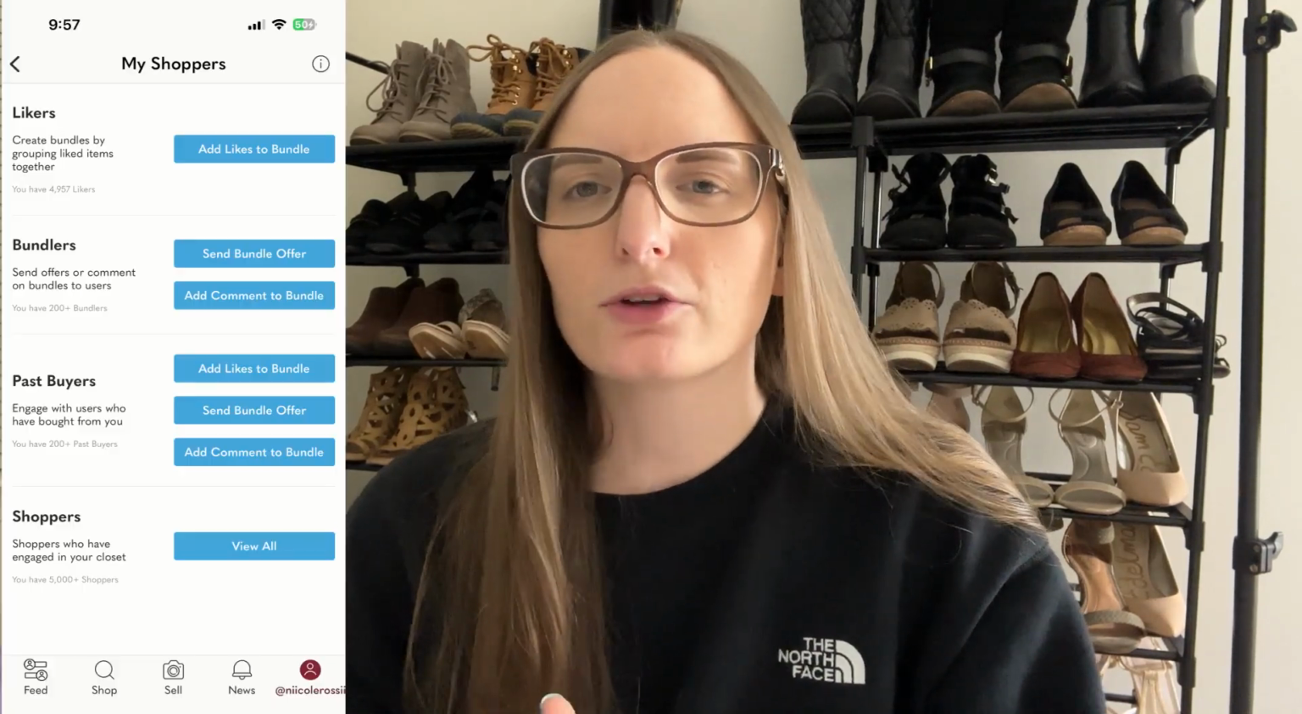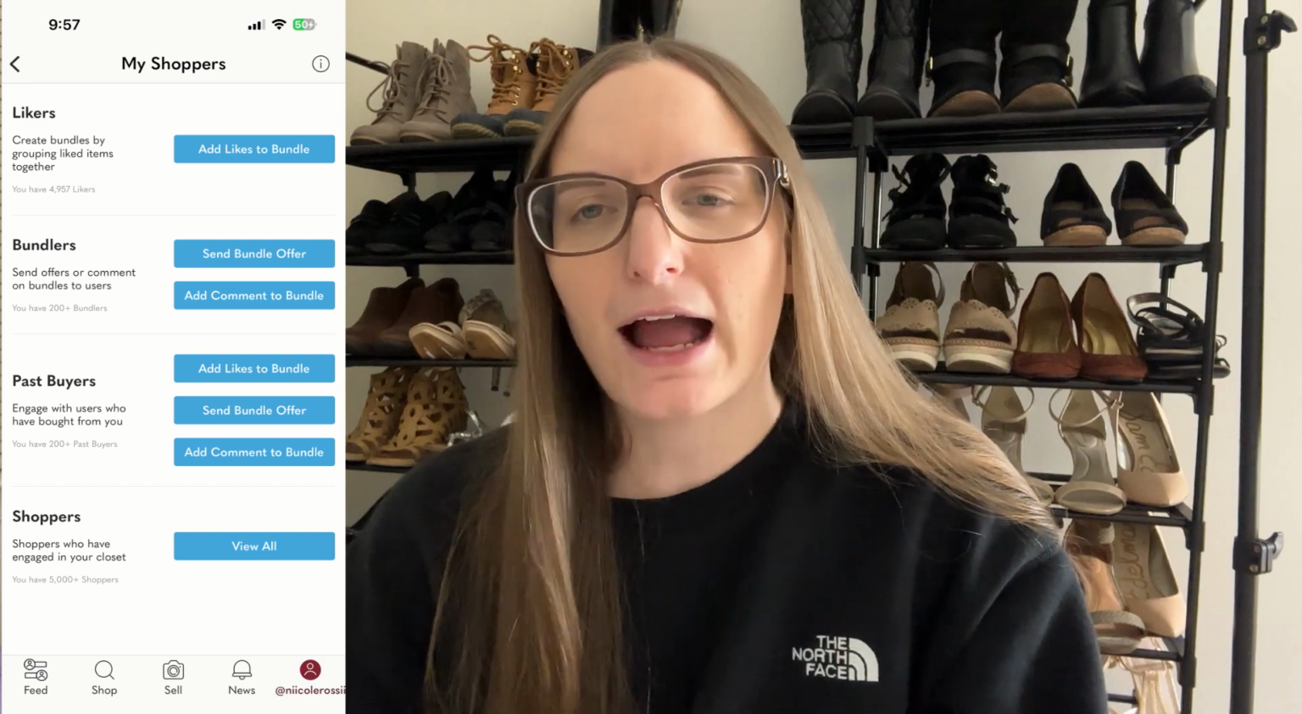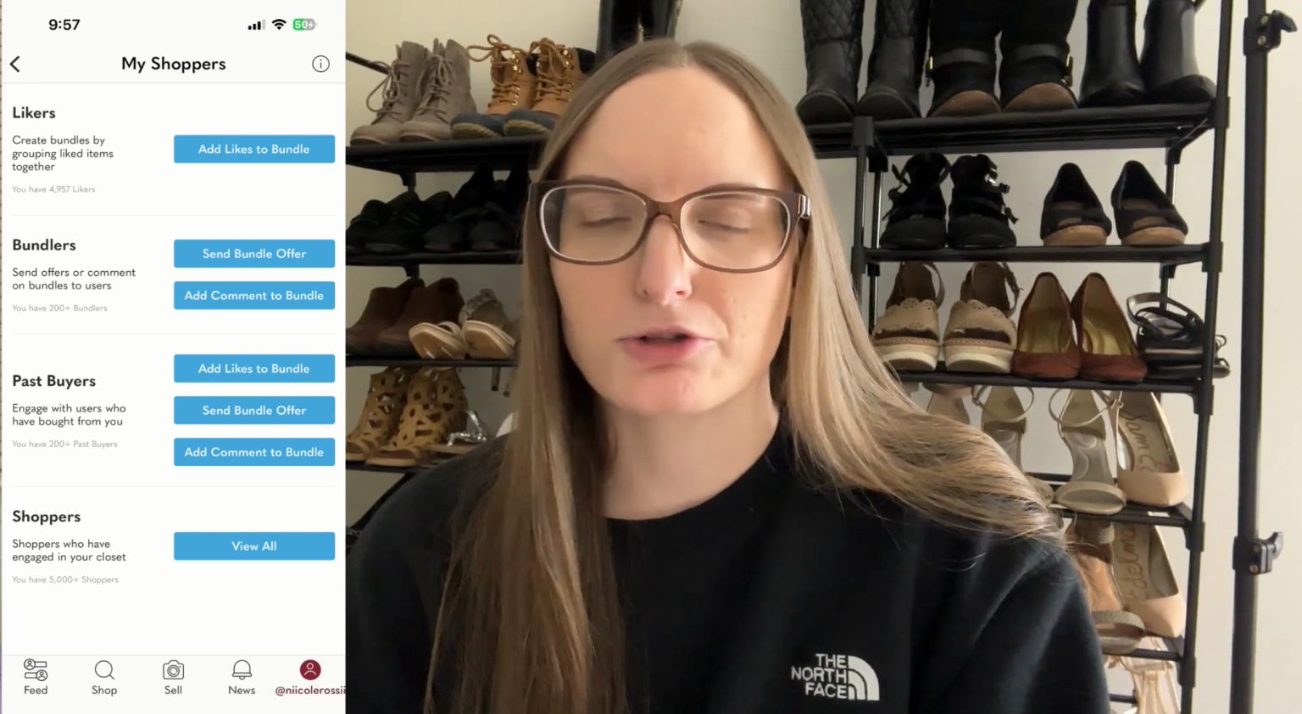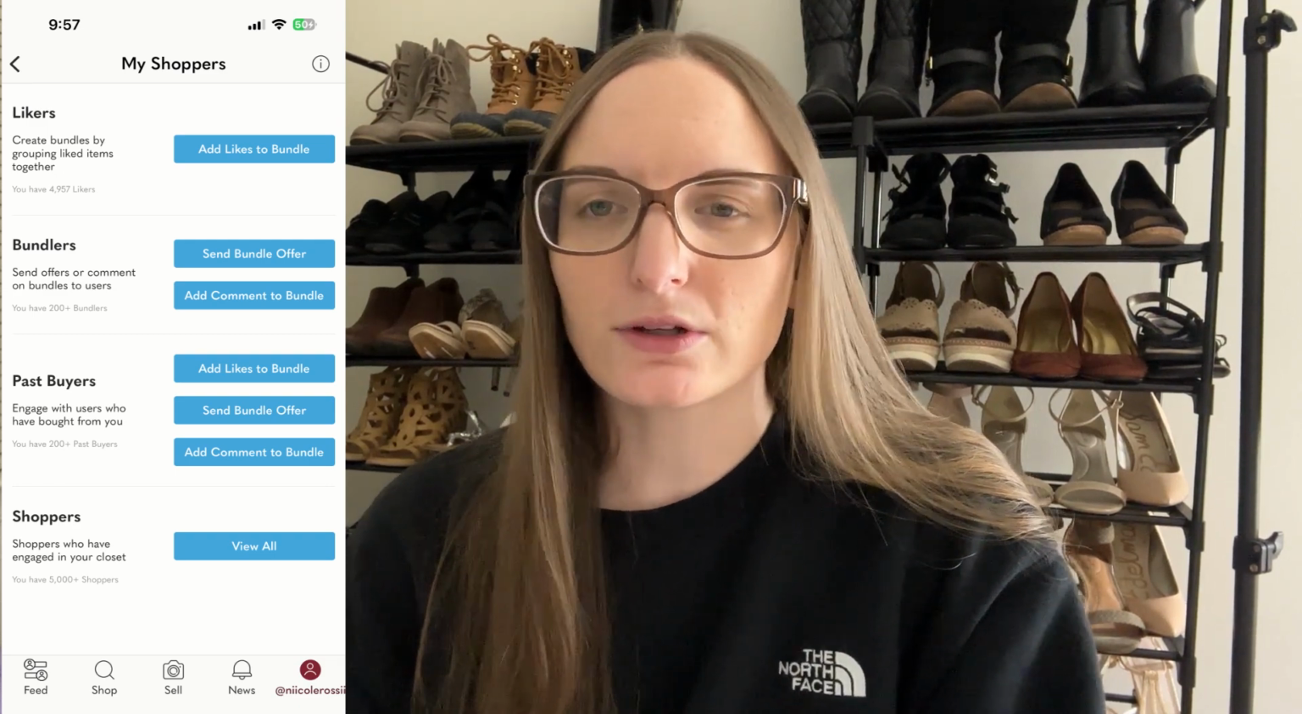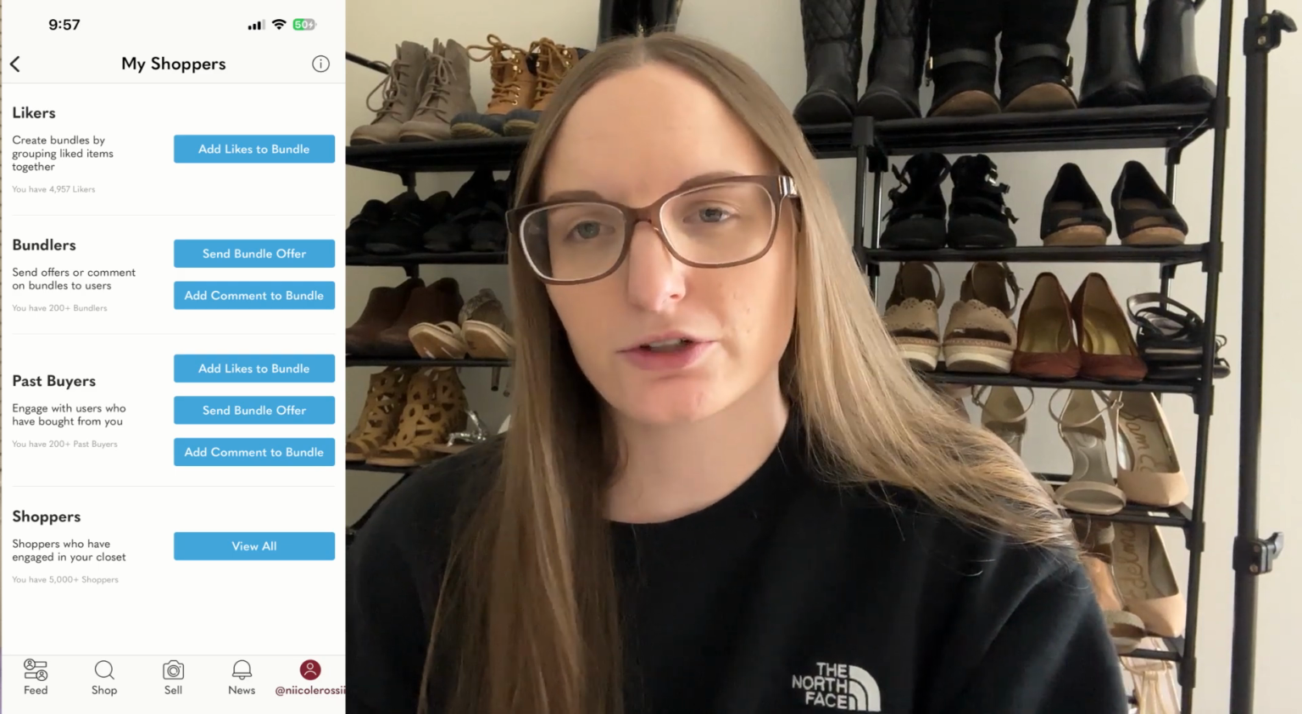Okay, so the next feature that I'm going to talk about is actually something I talked about in the first tip, which was the My Shoppers. If you utilize this correctly, you could actually do things so much easier on Poshmark. The first thing that I really like to utilize it for is to send out offers in bulk.